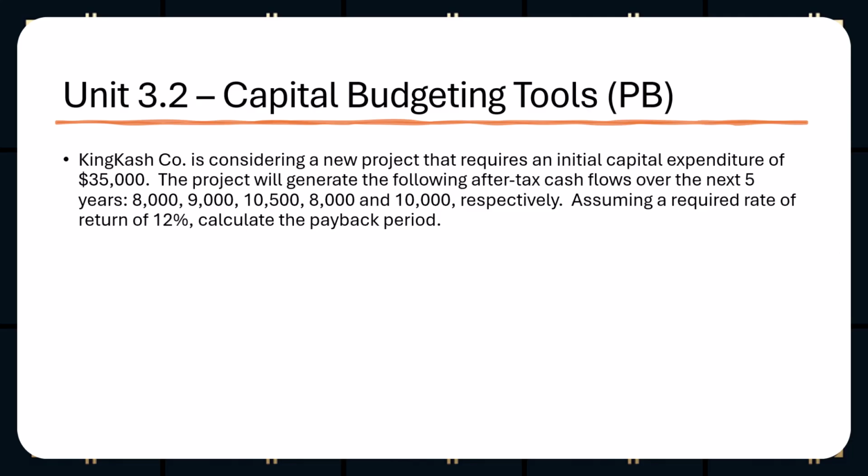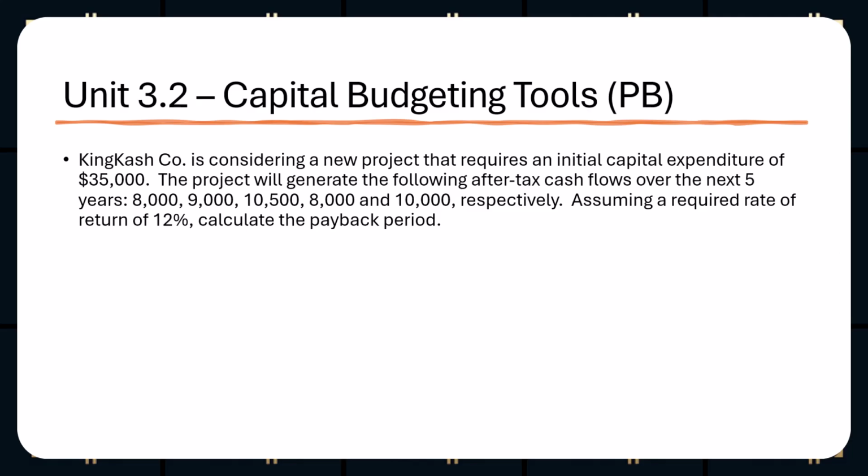King Cash Co. is considering a new project that requires an initial capital expenditure of $35,000. The project will generate the following after-tax cash flows over the next 5 years: $8,000, $9,000, $10,500, $8,000, $10,000 respectively. Assuming a required rate of return of 12%, calculate the payback period.